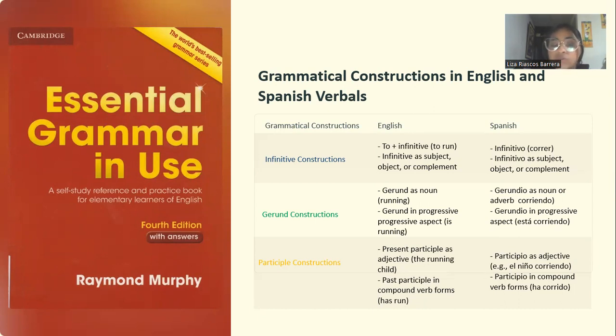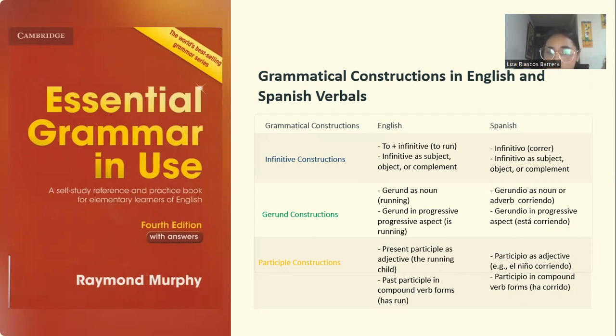About the gerund constructions: in English, we have the gerund as noun, running. The second part, the gerund in progressive aspect, is running. In Spanish, gerundio as noun or adverb, corriendo. Gerundio in progressive aspect, está corriendo.